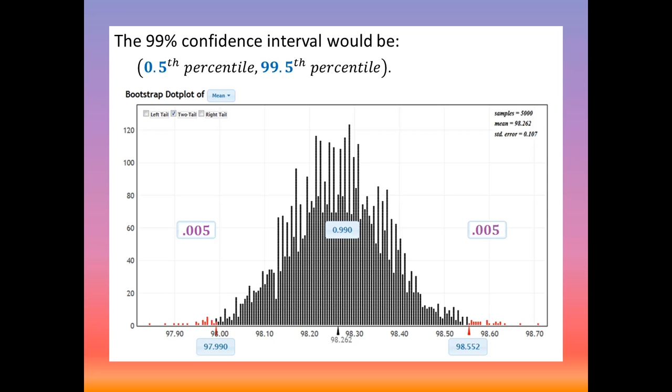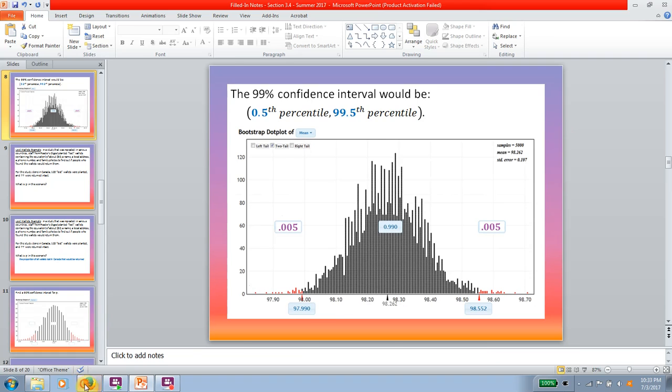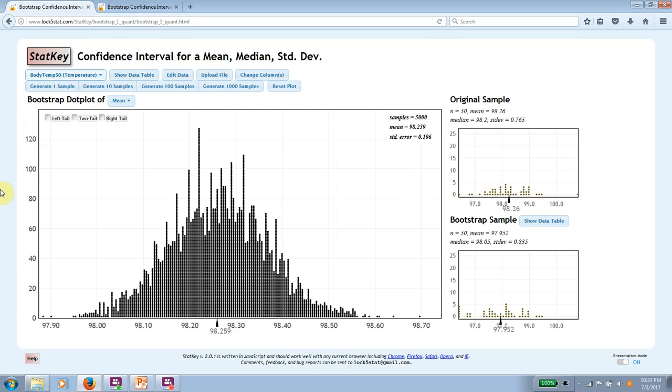I think it's worth pointing out how to do this in StatKey. So I've got another bootstrap distribution here based on the same original sample. It's slightly different just due to the random generation of the bootstrap samples, but that's okay. The way that you get a confidence interval using percentiles is first you have to select two tail up here. When you select two tail, that allows you to specify a central region, which is what we want to do, because then we can specify our confidence level there. The default is 95% confidence. That's what the 0.95 in that central region would signify. That's not what we want. We wanted a 99% confidence interval.